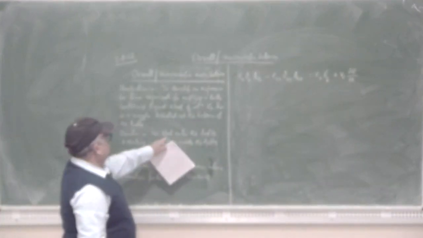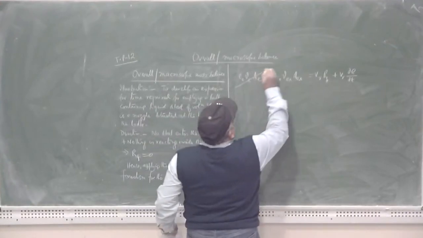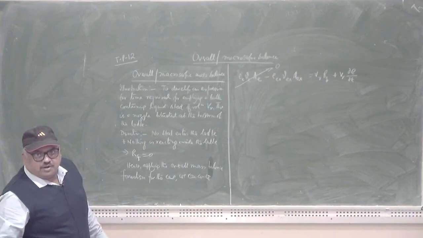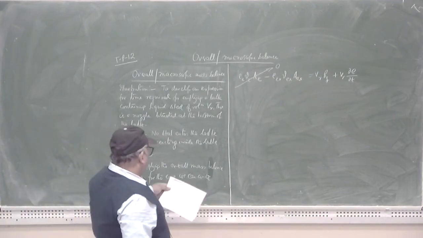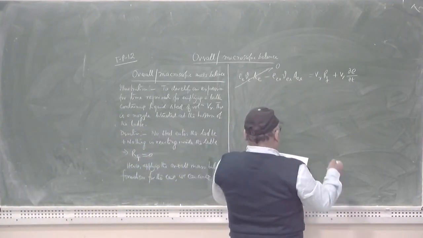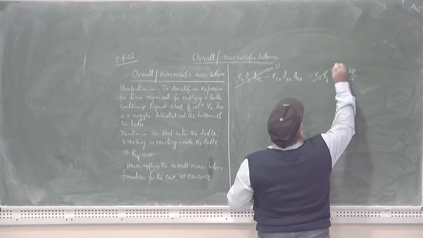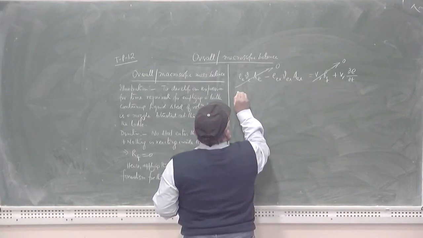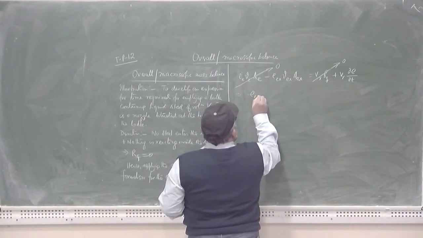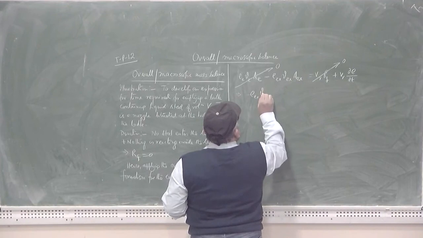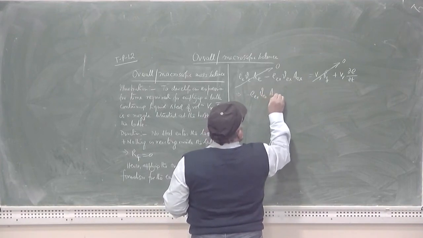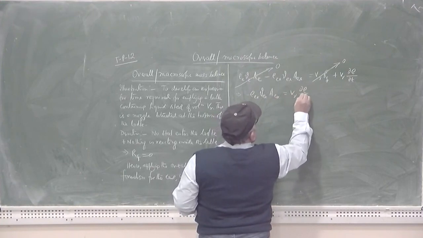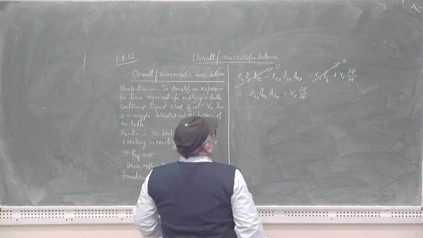Nothing is entering, so this quantity is 0. Nothing is reacting, so this quantity is also 0. So, you can write minus rho_ex V_ex A_ex, that is equal to V_R d rho upon dt.